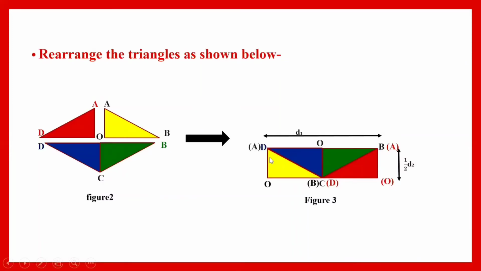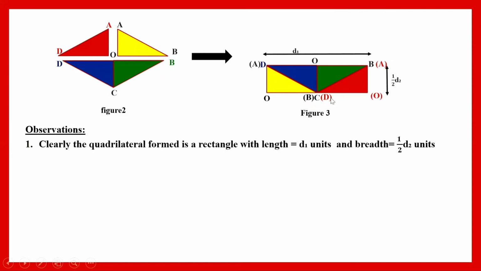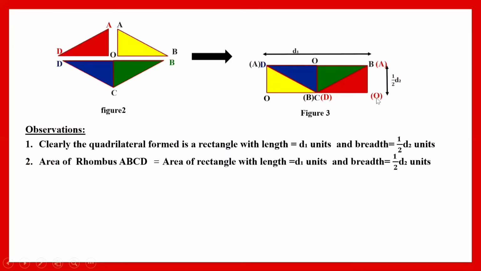Let us write the observations now. I've just taken the figure for reference. Clearly, the quadrilateral formed is a rectangle with the length as D1 units and the breadth as half D2 units. What will be its area? The area of this rhombus has been changed into a rectangle. So the area of the rhombus ABCD is equal to the area of the new rectangle formed with the length D1 and the breadth equal to half of D2.